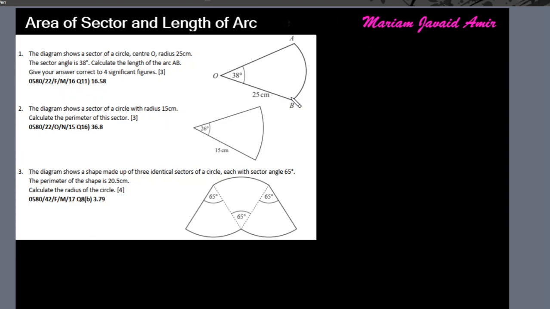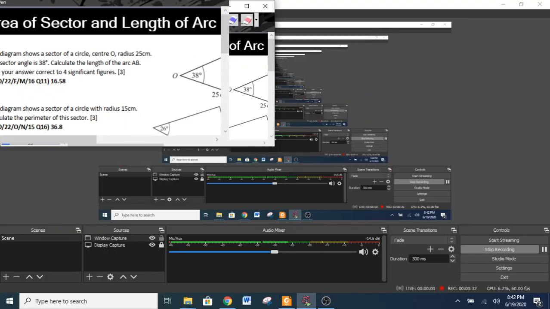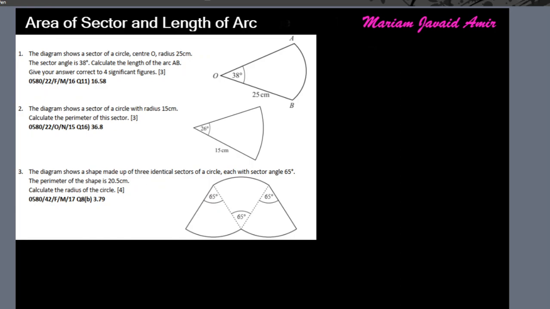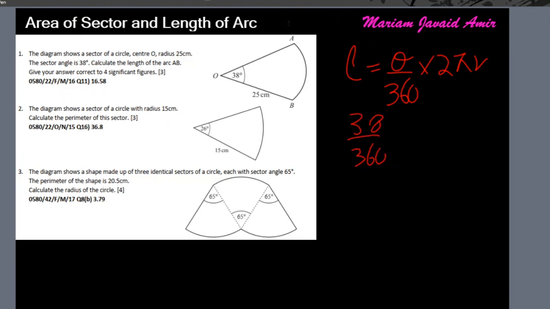So the formula for length of arc is length of arc equals theta over 360 times 2 pi r. So simply substitute the values. 38 over 360, we're doing question 1, times 2 pi 25. So let's see what we get.